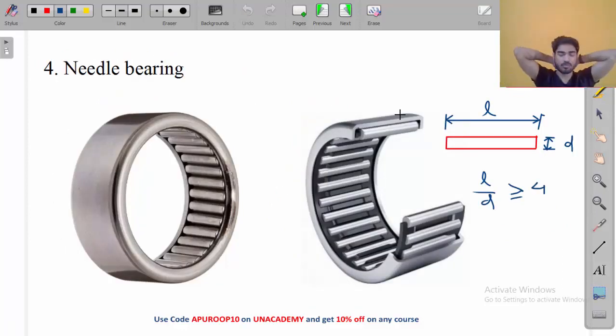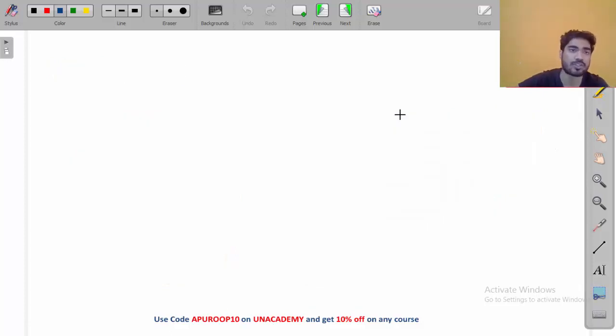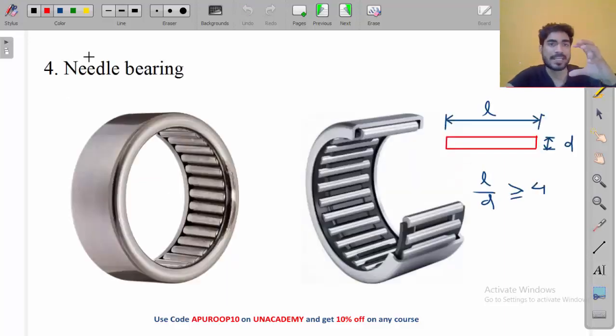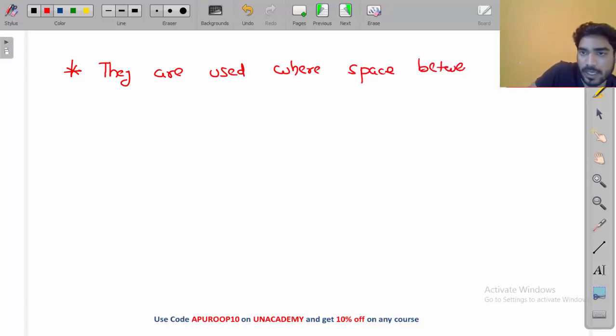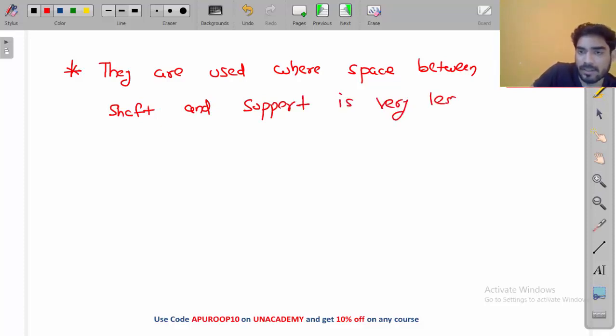Now, why are we doing this? Needle bearings are used where the space between shaft and bearing is less. The space between the shaft and the fixed surface, the support, is very less. So there is not much space.